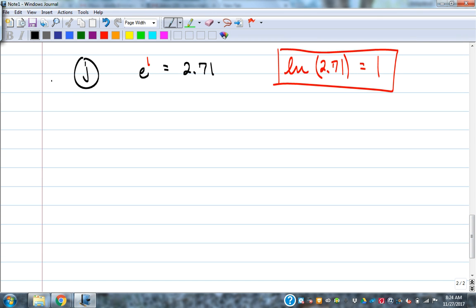All right, let's look at evaluating some without a calculator first. I'll show you how it directly relates to this. So it's an application of this is what it is. And then I'll show you with the calculator.